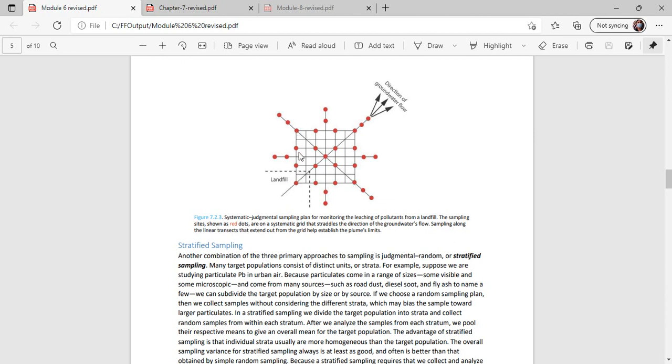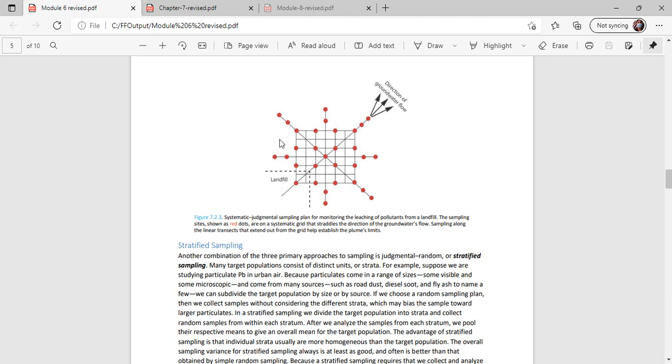Then sa atong sulod nga square, na-count na ni. So you have 1, 2, 3, 4, 5, 6, 7, 8, 9, 10, 11, 12, 13, 14, 15, 16, 17. 17 minus 4. So it is 13. 13 plus 16. So you have 29 ka area or for your sampling site.